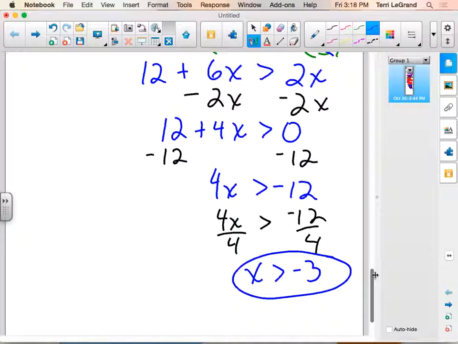Okay, you need to finish up your anticipation reaction guide now. So let's look over at the other side.